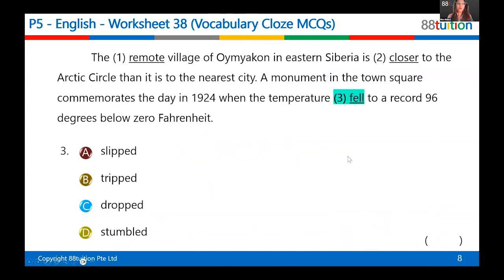Okay, number 3 also, you all got right. So what's the answer? These are all verbs. C. Yes, good. It is dropped, because of the temperature. Because you don't use any of the other words when you're talking about temperature. Yes, that's the clue. Very good.